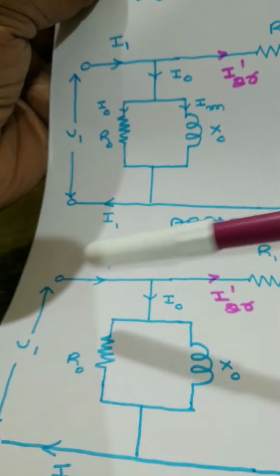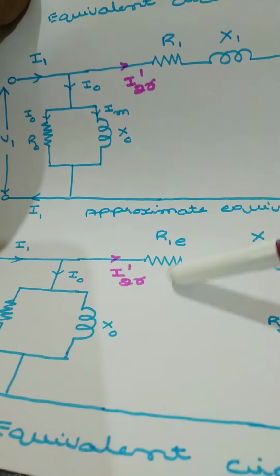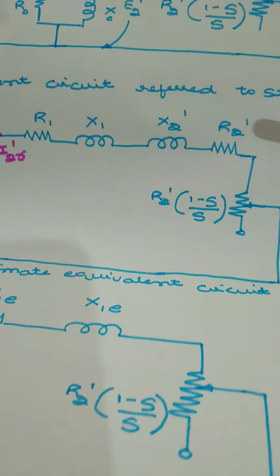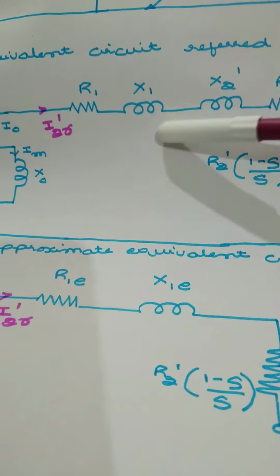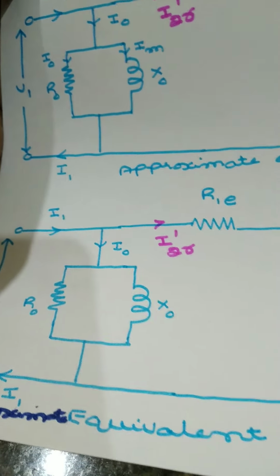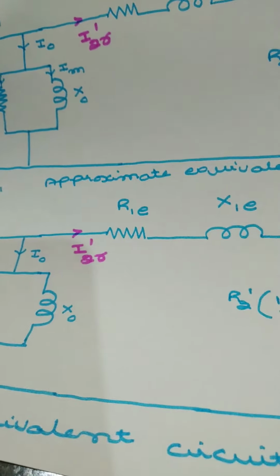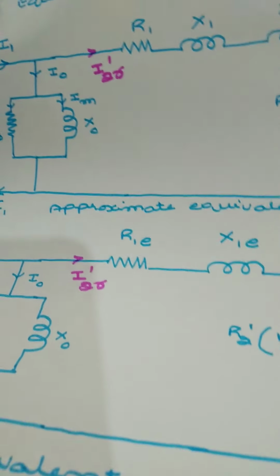Here the input voltage is V1, I1 is the stator current, and I0 is the no load current. I2 dash is the rotor side current. R1E is nothing but R1 plus R2 dash, and X1E is nothing but X1 plus X2 dash. So therefore, you get an approximate equivalent circuit. This is the approximate equivalent circuit of the three-phase induction motor, the same as the transformer. From this equivalent circuit, there are many advantages, so we shall see them through equations.